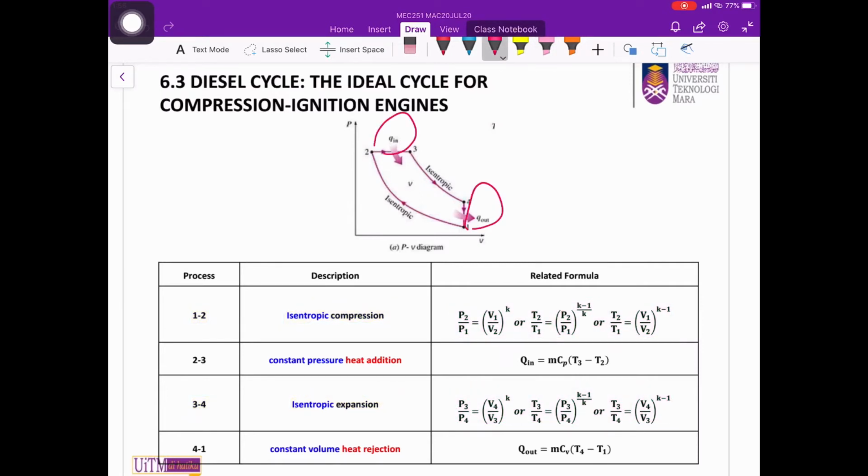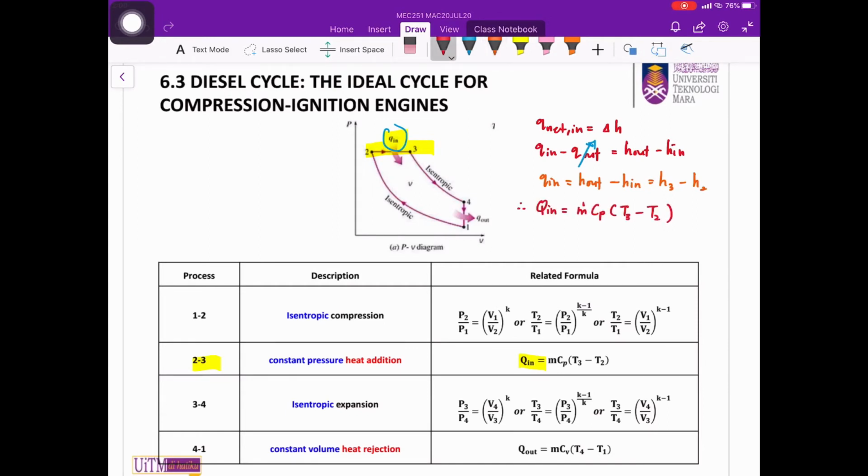Again, there is no work involved in the diesel cycle. We only have heat transfer in at process 2 to 3 and heat transfer out at process 4 to 1. For constant pressure heat addition process 2 to 3, from the non-flow energy equation for an isobaric process, we can obtain this expression. And we can get this equation to find the heat transfer in.